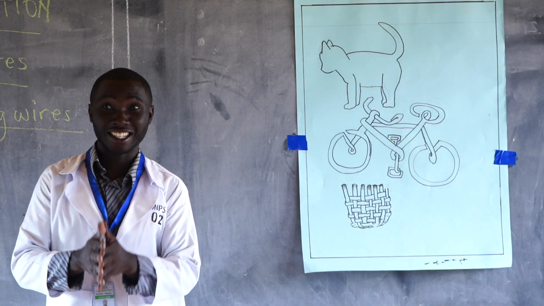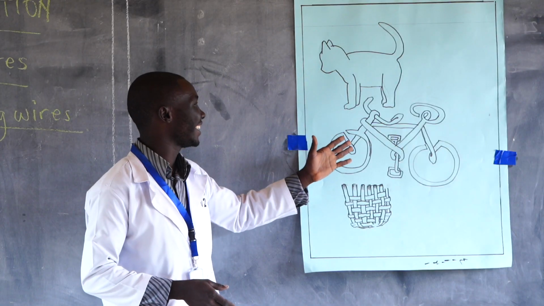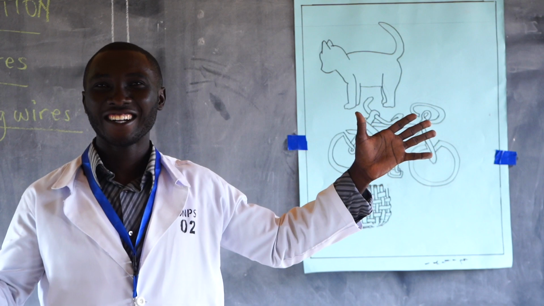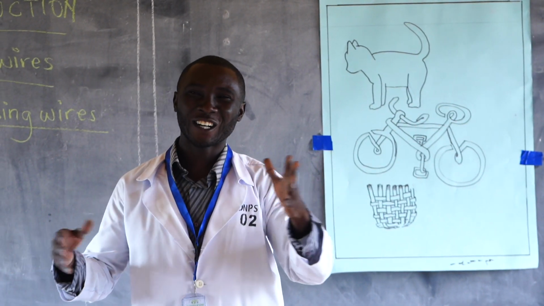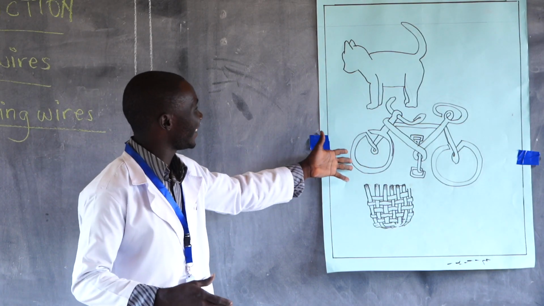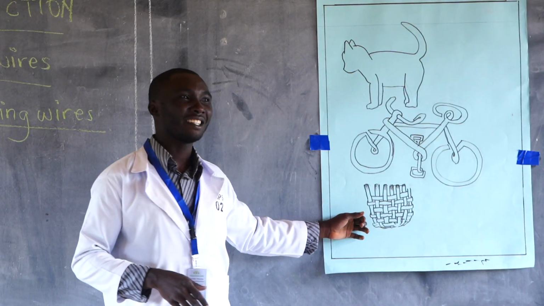Okay, thank you very much. That is a cat. Wow, bravo. This is a cat. And then the second one? Motorcycle? No, come on. What is this? The second one? Okay, this is a bicycle. Thank you. And then the last one.